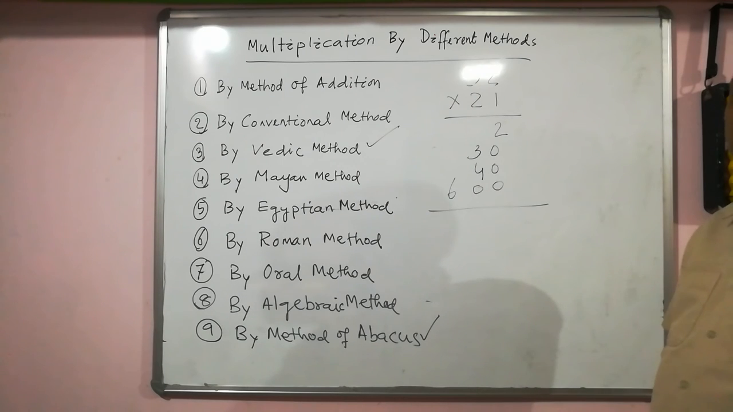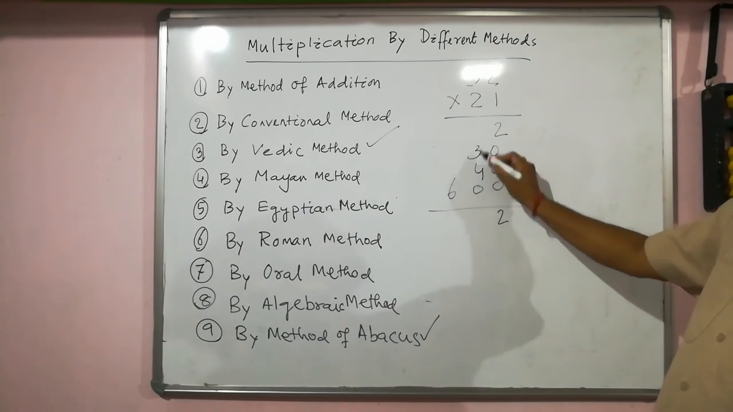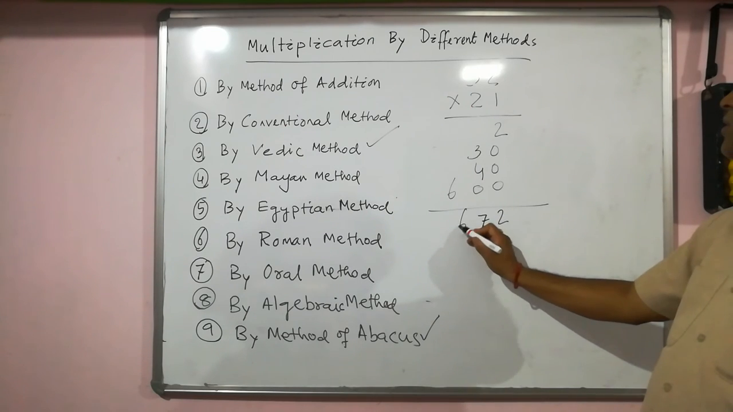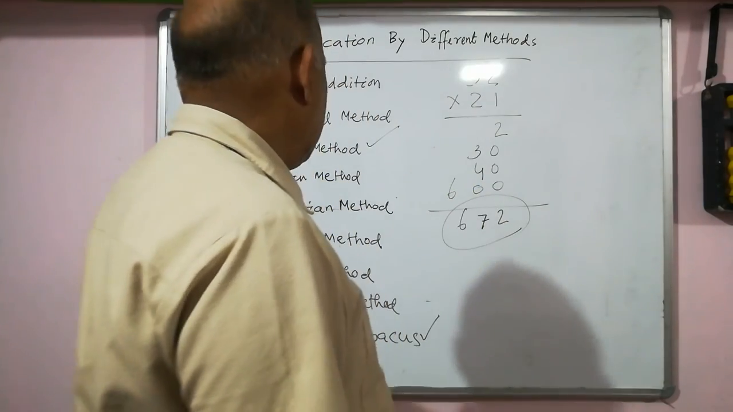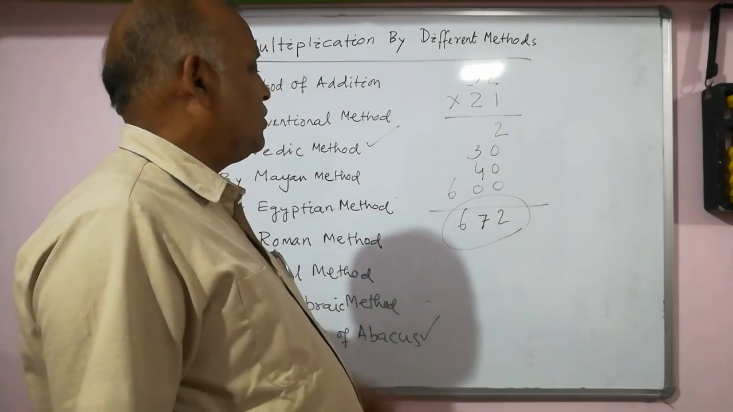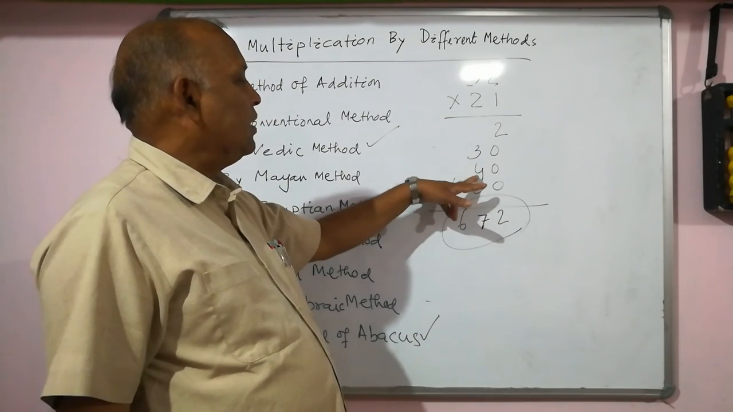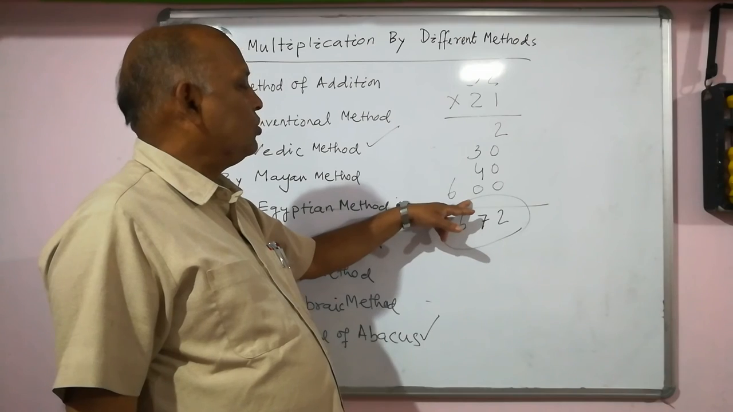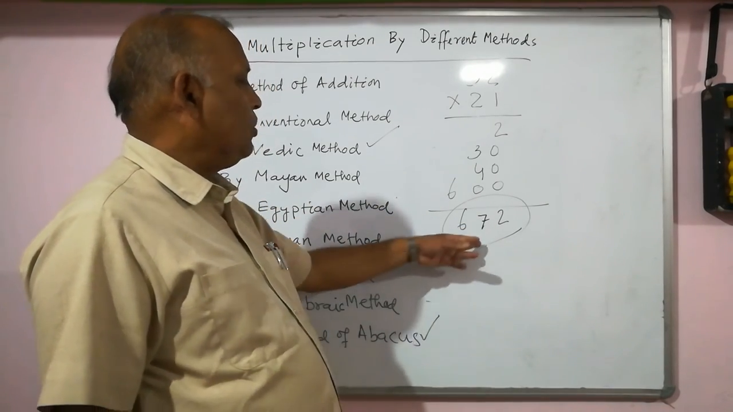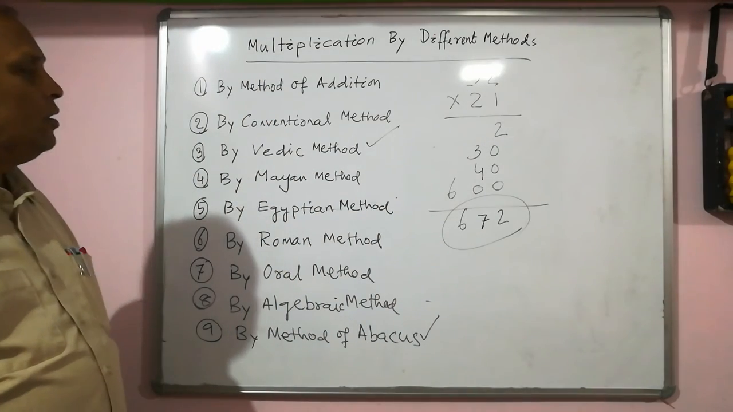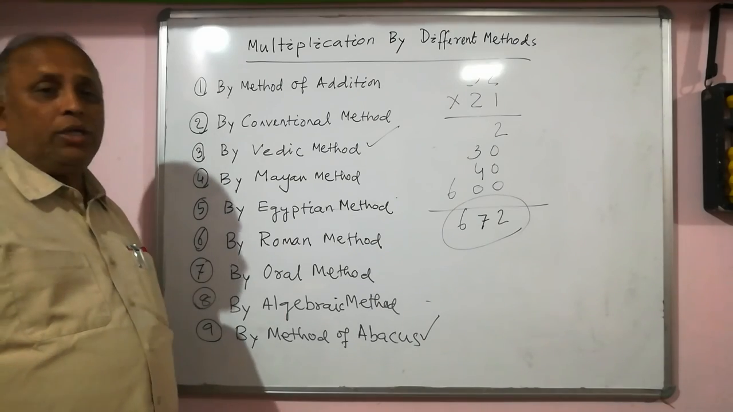So this is the addition. By the abacus instrument, we may add it. In the previous slide, we have discussed the addition process in the abacus instrument. This is 2, then we add 30, then plus 40, then 600. So add this by the abacus instrument and you will get the result 672.